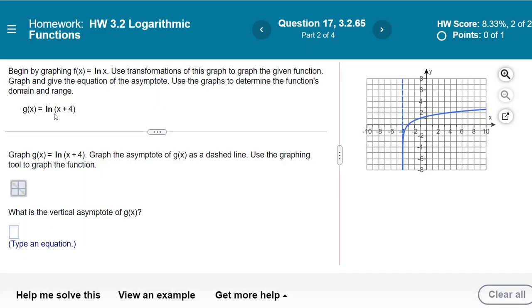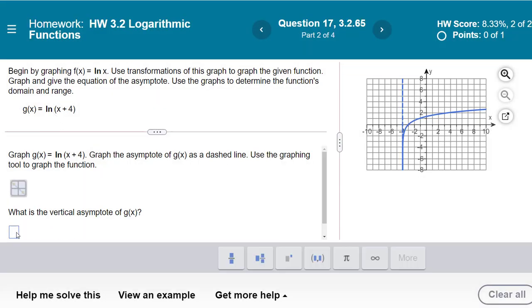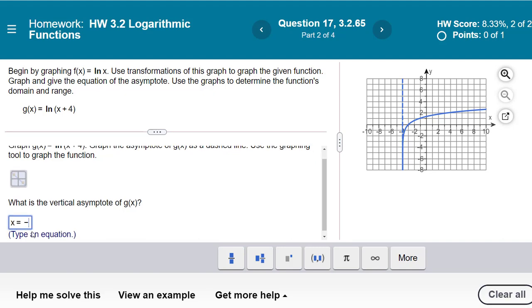So don't be thrown off by the natural log. It's just a base of e instead of whatever base they gave us before, which was a 4 in one of our examples. So the vertical asymptote in this case is x equals negative 4.